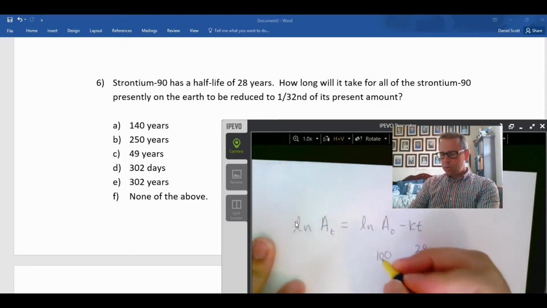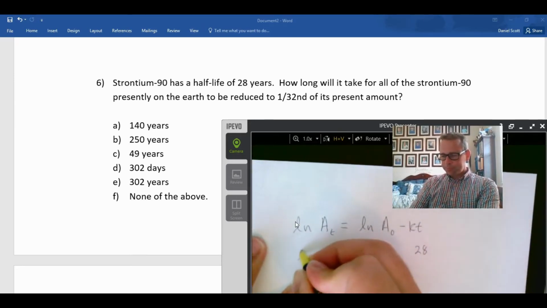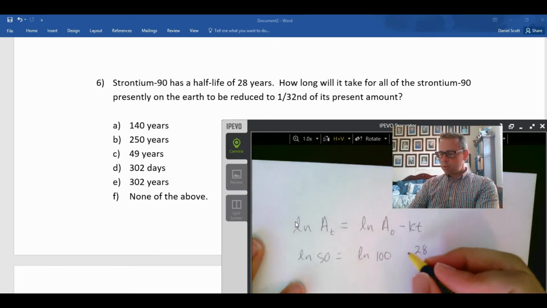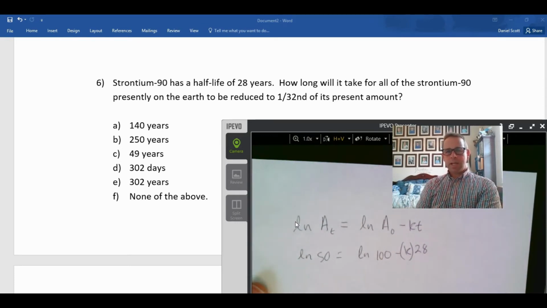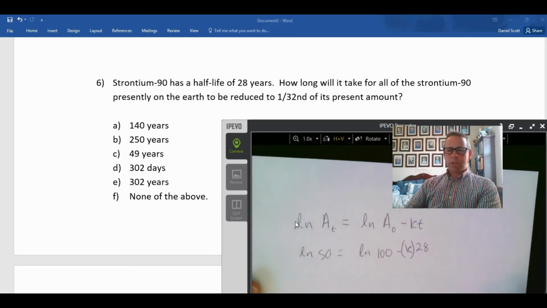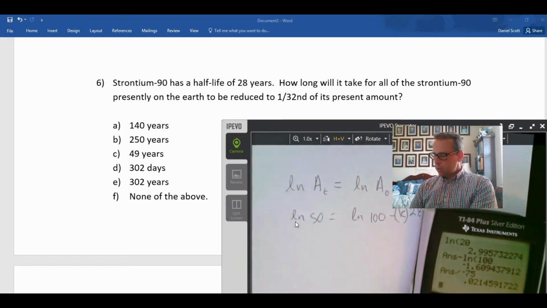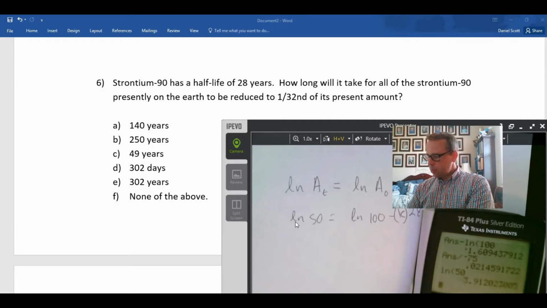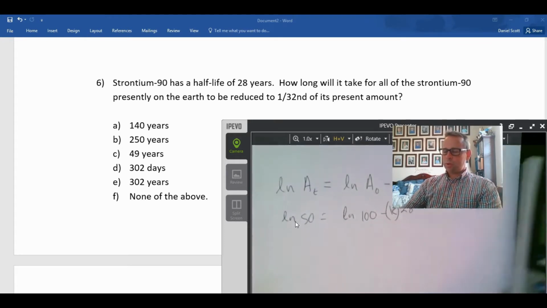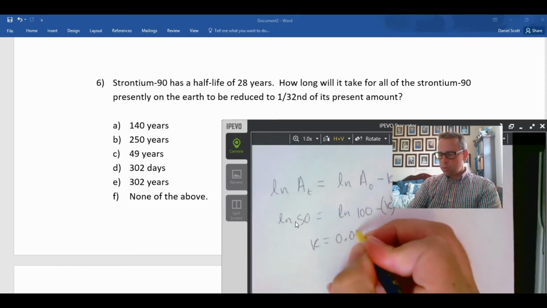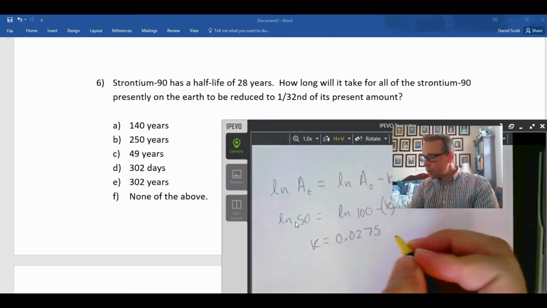All right? So if we know our half-life is 28 years, so at time 28 years, then this initial concentration, we can call it 100, will go down to 50. So natural log 50 minus natural log 100, and then we can identify our K with that much information given. I'll solve for K really quick. Natural log of 50 minus the natural log of 100 divided by negative 28, which gives 0.02475. So our K equals 0.02755.